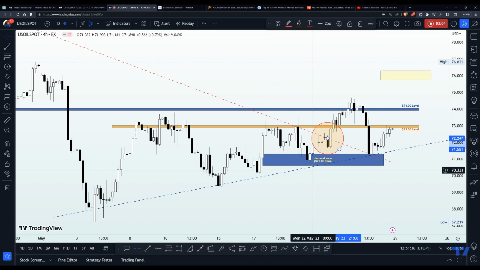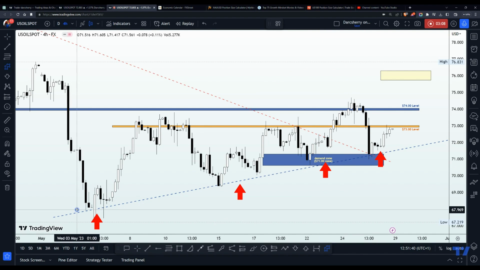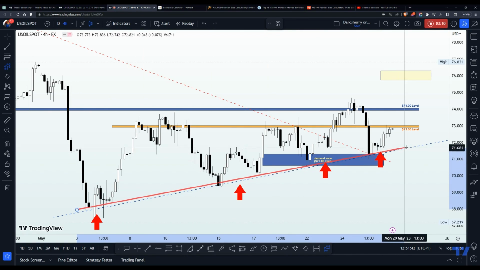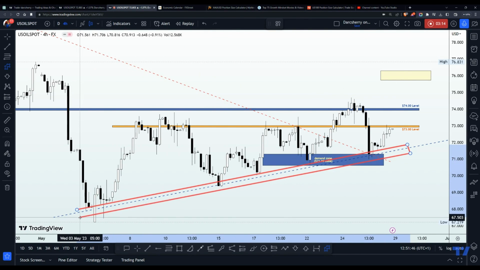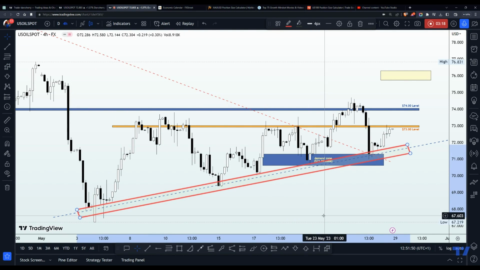And coupled with the fact that we have a series of higher lows, which gave us a bullish trend line here, the chances that buyers will spring out of this current choppy situation we have had since the beginning of this month is becoming higher.